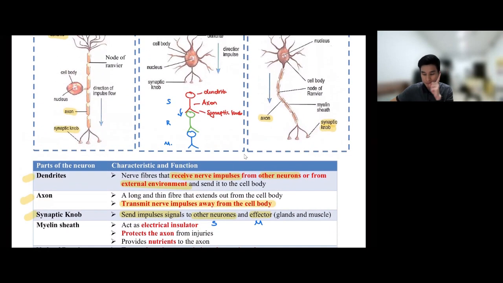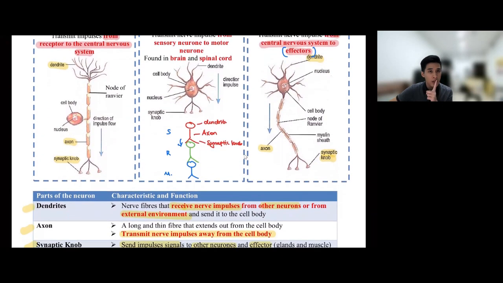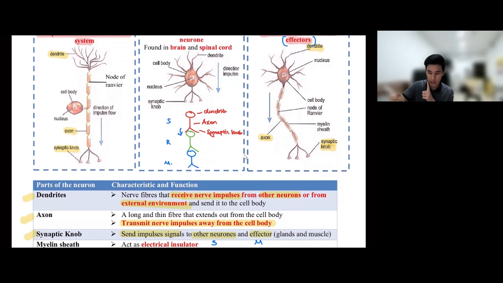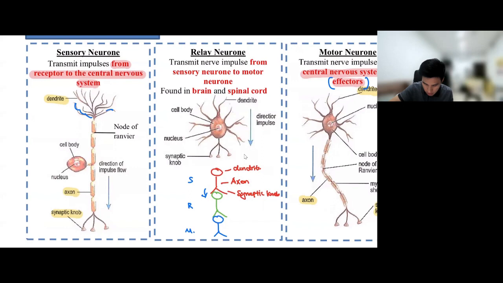Now we look back here. If you look at the definition of dendrite, they say it receives impulse and then sends it to the cell body. Meaning to say, the dendrite of the sensory neuron is not just this part. It's all the way until the cell body.